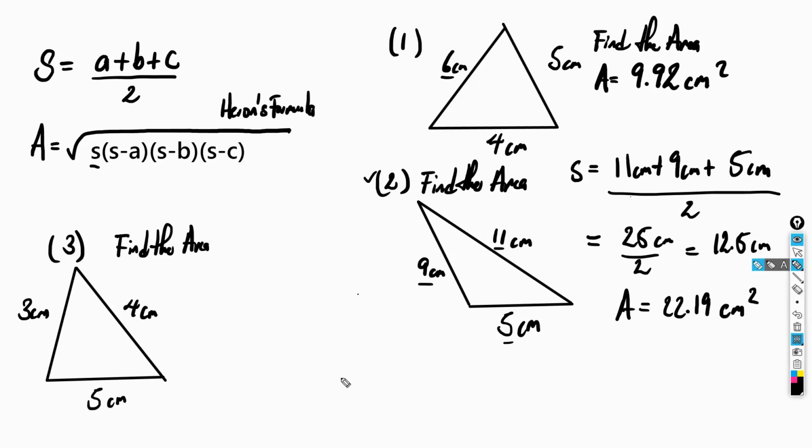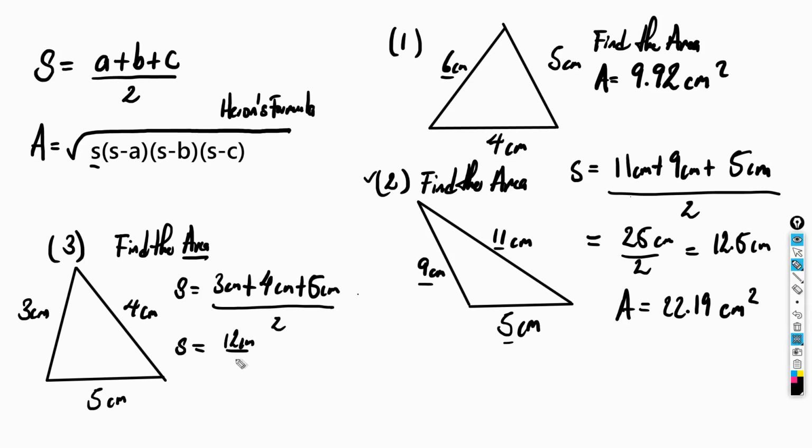All right, guys. So for the last one here, we're going to find the area. In order to find the area, the first thing we have to do is find the semi-perimeter. So we have to say 3 centimeters plus 4 centimeters plus 5 centimeters all over 2. So S is going to be equal to 12 centimeters over 2, which is equal to 6 centimeters. Now we're going to find the area using Heron's formula.